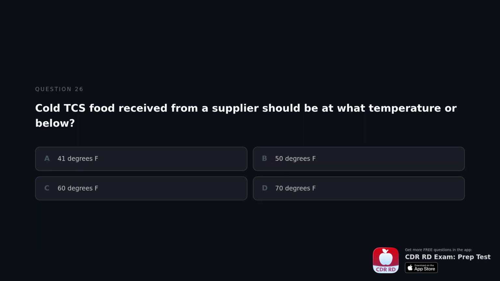Cold TCS food received from a supplier should be at what temperature or below? A. 41 degrees F. B. 50 degrees F. C. 60 degrees F. D. 70 degrees F.